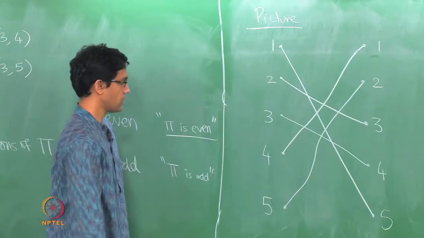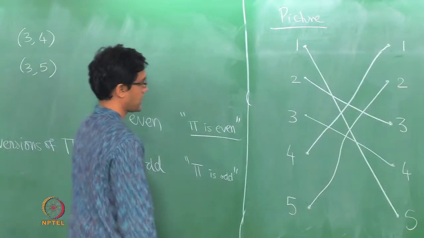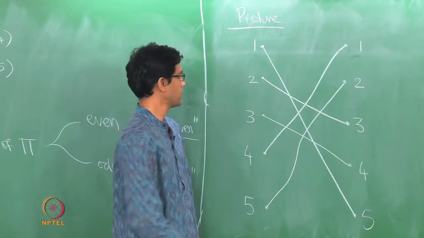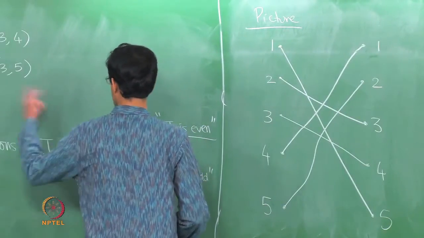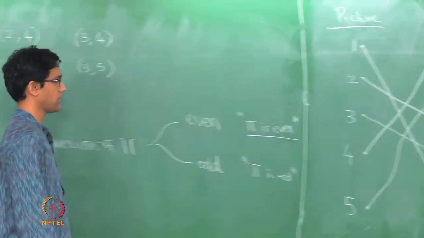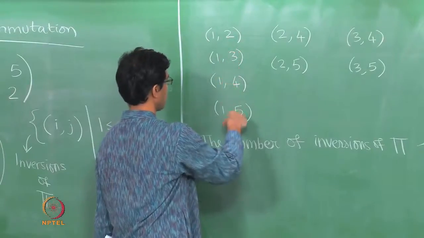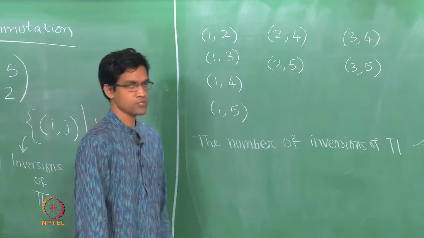Okay. Now observe that the set of inversions has a very simple interpretation in terms of this diagram. Let us see how many inversions we had in this example. If you look at the number of inversions, we had 1, 2, 3, 4, 5, 6, 7 and 8. So there are 8 inversions.